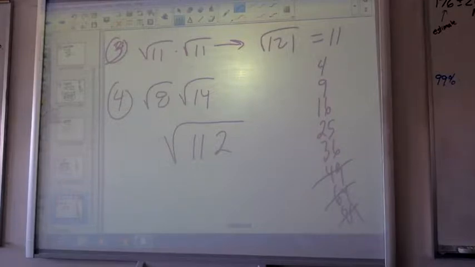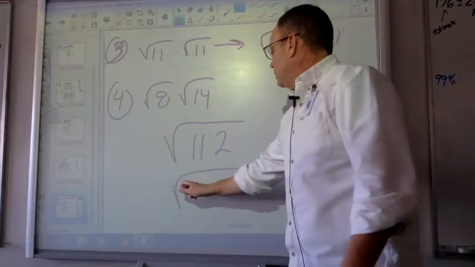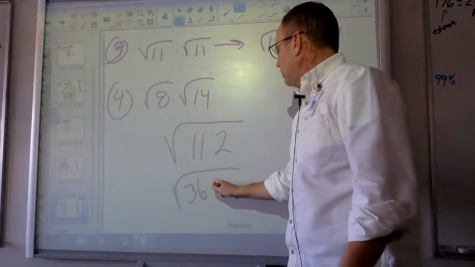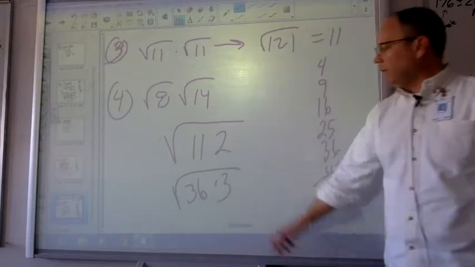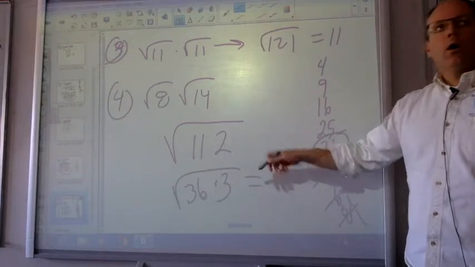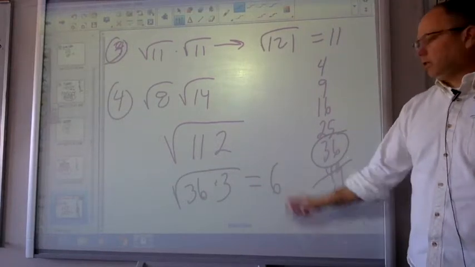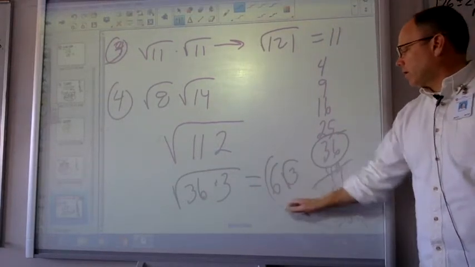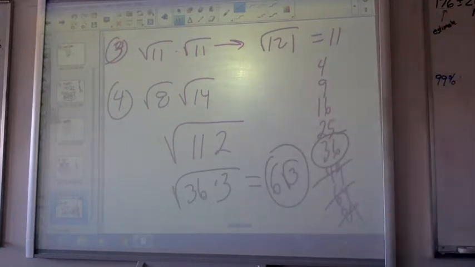112 divided by 36. It's 3 times? Yeah. Okay. So I get 36 times 3. That's the same thing as 112. The reason I'm choosing 36 is that it's a perfect square. So, square root of 36 is 6. Square root of 3. You just told me that 36 times 3 is 112. Yeah. Okay.